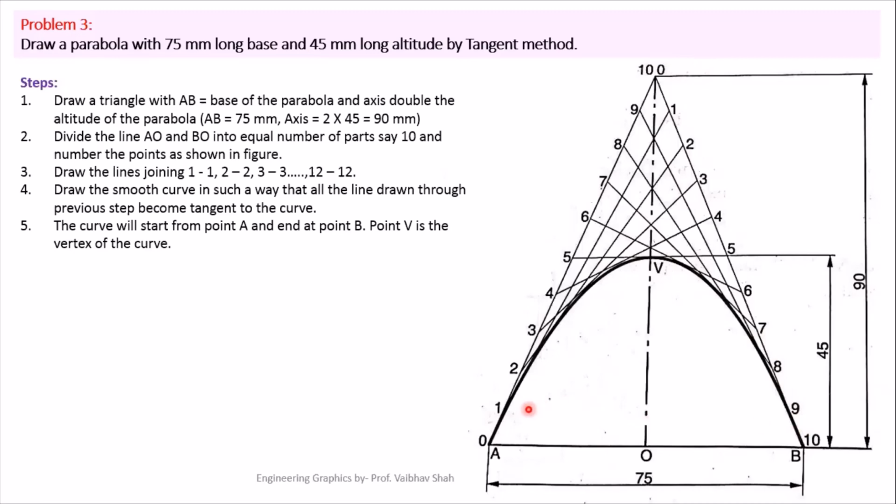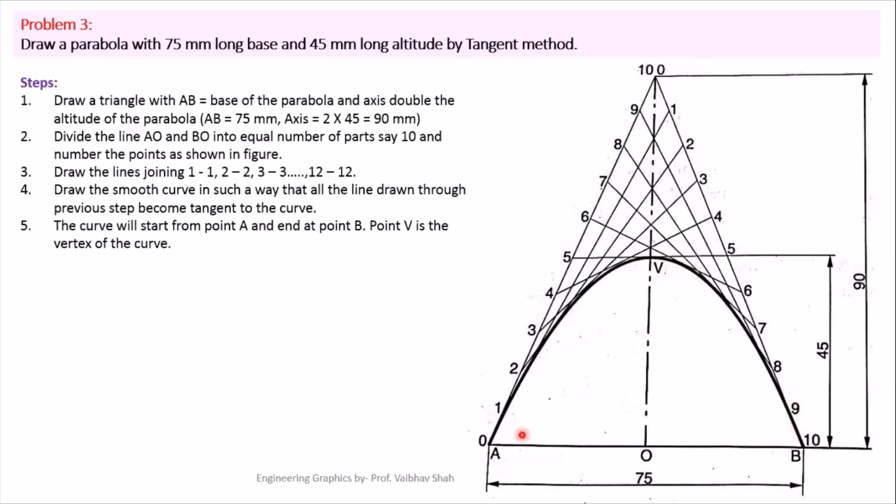The next procedure is very simple. We'll be connecting or joining the same points. So we'll join point 1 with point 1 by a straight line, 2 with 2, 3 with 3, 4 with 4, 5 with 5, 6 with 6, 7 with 7, 8 with 8, and 9 with 9, and we'll have the profile traced automatically. You can see your profile is traced out by these lines itself.